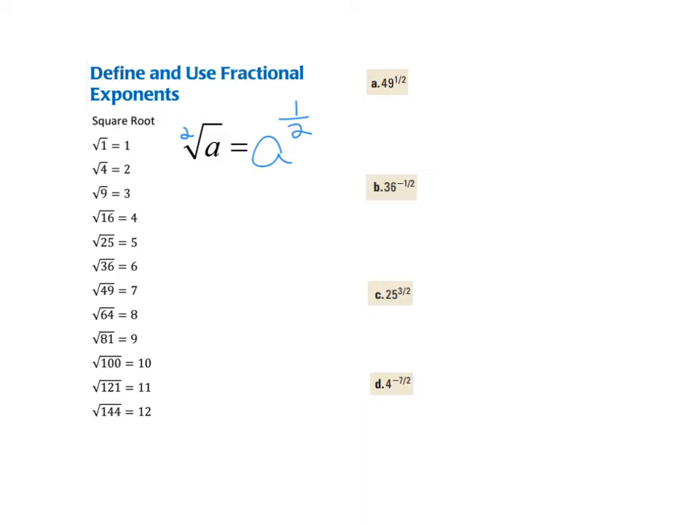Here's how we do these. 49 to the 1/2 power, since it's 1/2 power, that means the square root of 49. 49 to the 1/2 means the square root of 49. Square root of 49 is 7.